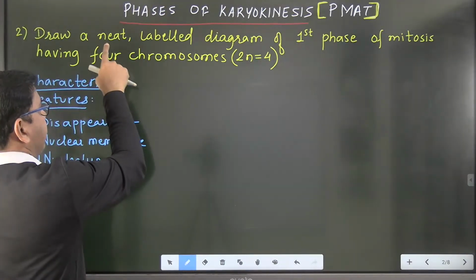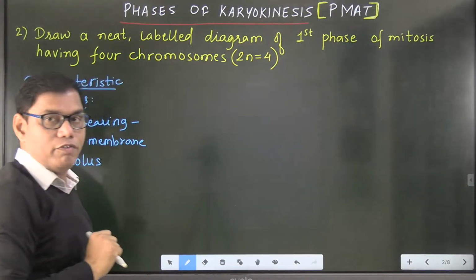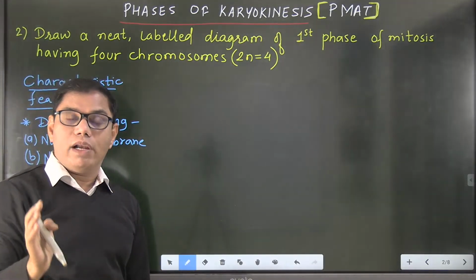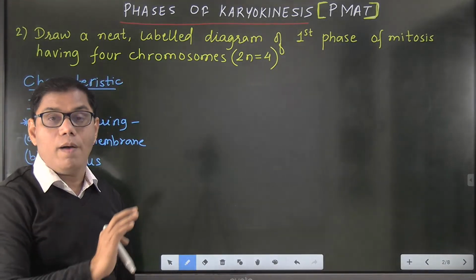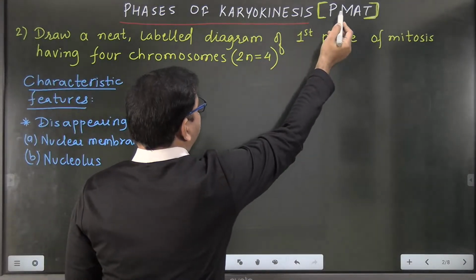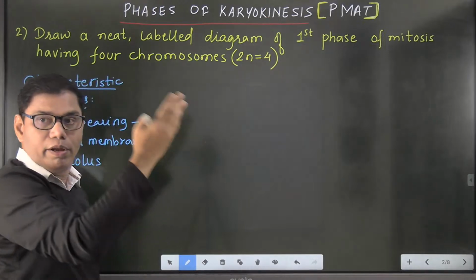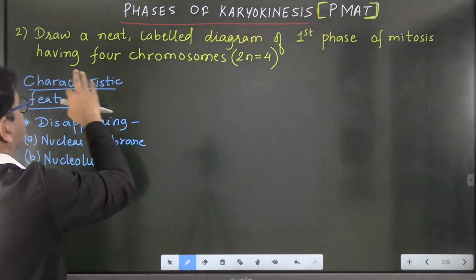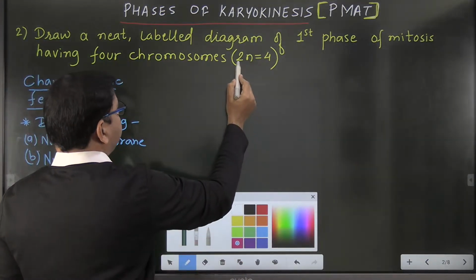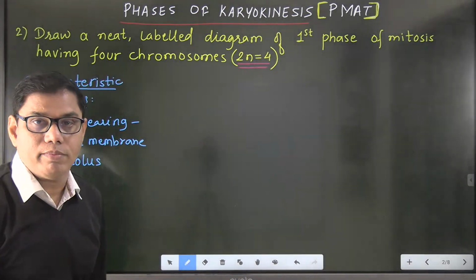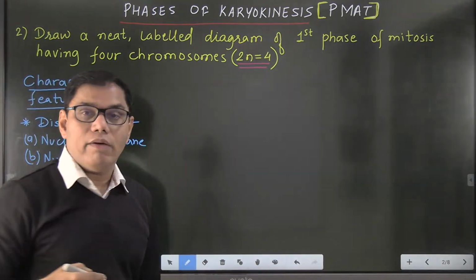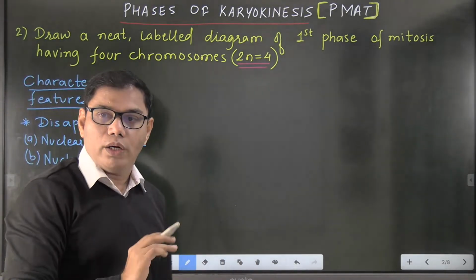Okay, so draw a neat labeled diagram of the first phase of mitosis. The first phase of mitosis is prophase. They will not ask you the question directly that you have to draw prophase. They will say draw a diagram which comes before metaphase, or the first phase of mitosis, having 4 chromosomes. Now see this, every year they keep on changing this number. Here the maximum they can ask is 4 chromosomes, 2n equals 4. Maybe they will ask you 3 chromosomes also or 2 chromosomes also.